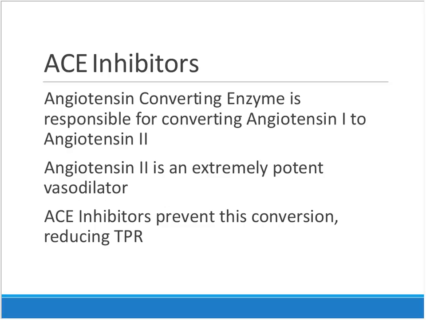So there is an enzyme in the body called angiotensin-1 that angiotensin-converting enzyme converts to angiotensin-2. And angiotensin-2 is an extremely potent vasoconstrictor, which will increase our blood pressure. So ACE inhibitors prevent 1 from becoming 2, which means if there's less 2 floating around in our body, we're going to have less of this vasoconstriction, which means that we're going to have a reduced TPR.